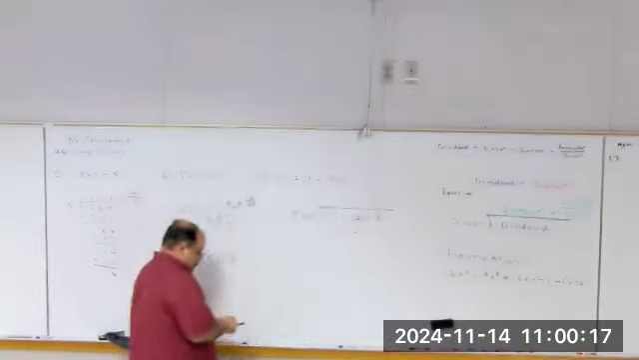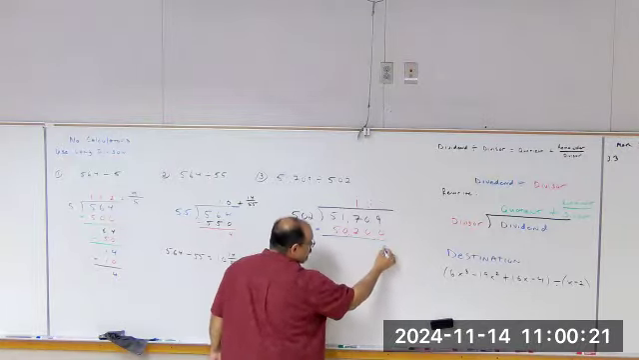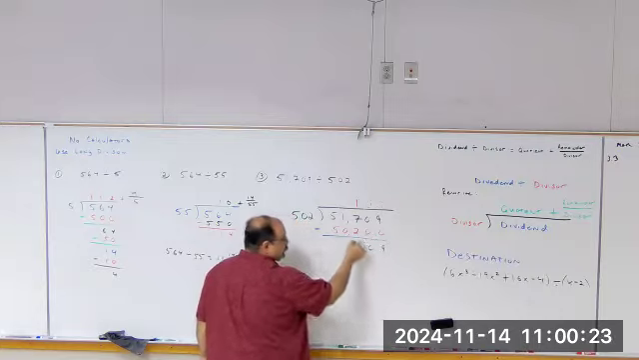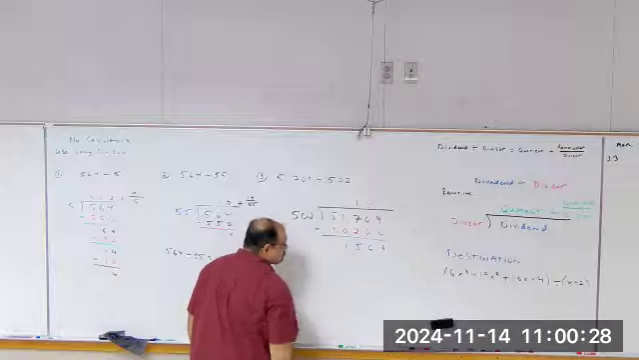And then you subtract. 9 minus 0, we get 9. 0 minus 0, we got a 0. 7 minus 2, we have a 5. 1 minus 0, we have a 1.